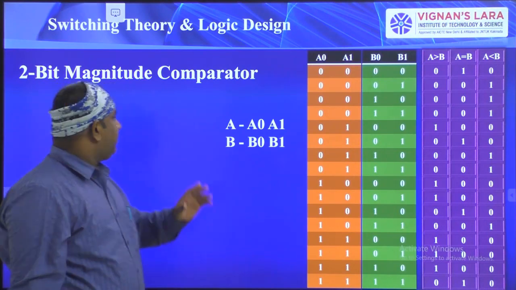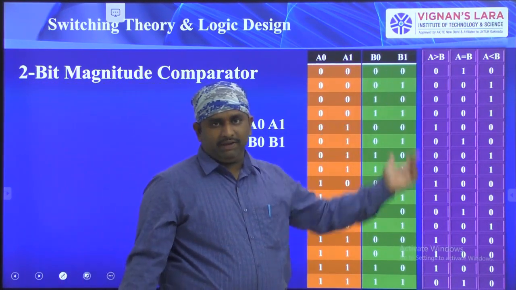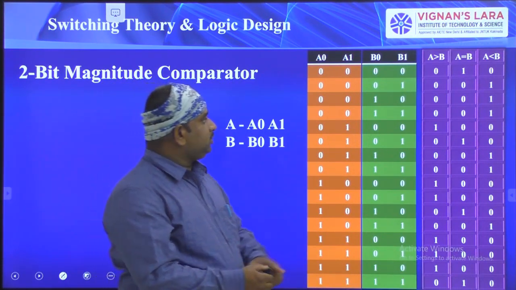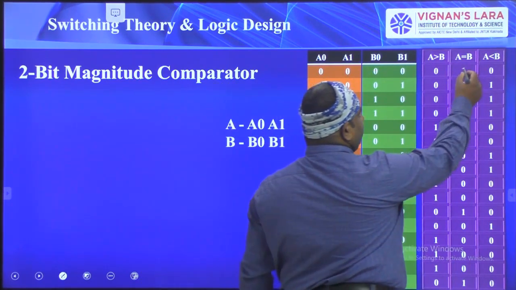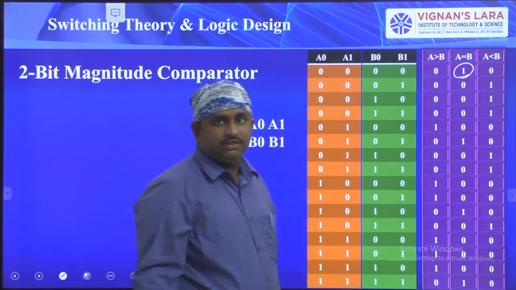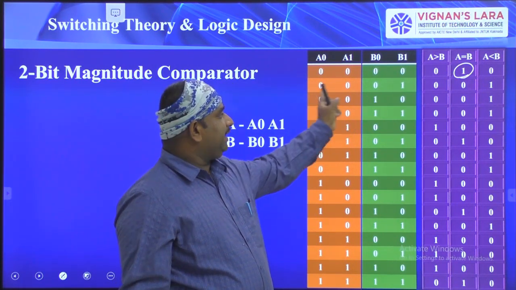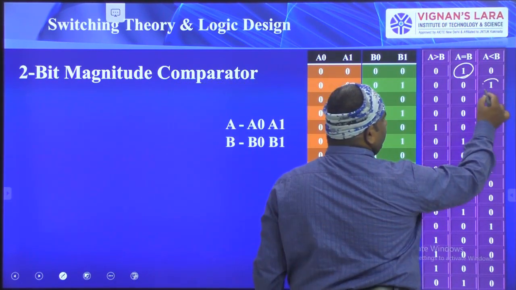So here our topic is the 2-bit magnitude comparator. A is 2 bits and B is 2 bits. Okay, right. So now check that. A is equal to 0, B is equal to 0. That is A equal to B. That is the first combination. Next, A is equal to 0, B is equal to 1. That is A is less than B. So this combination is going to 1.